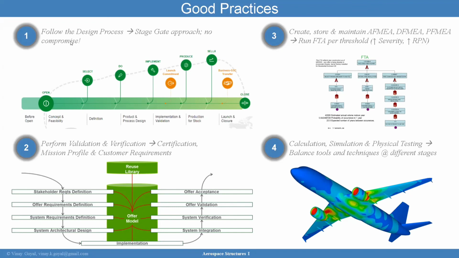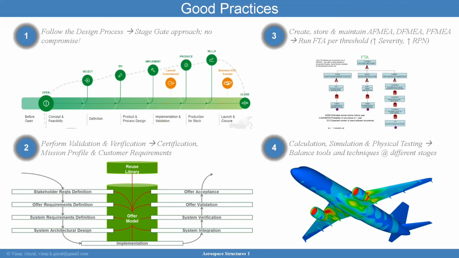What this stage gate approach ensures is that every time you make a significant step or you achieve a significant milestone on your design, there are some requirements that you need to comply with. So in this case, I'm showing our stage gate approach. In Schneider Electric, you can see there that we have an open stage gate. We have the select, we have do, implement, produce, sell, and close.